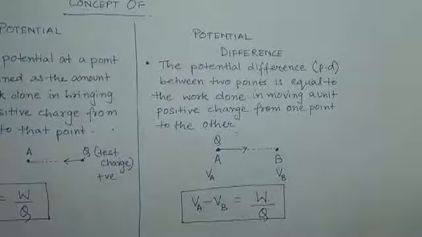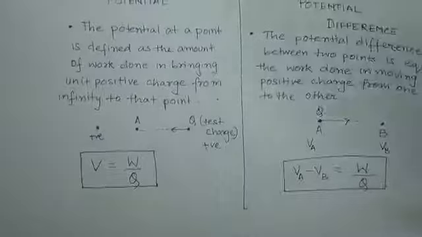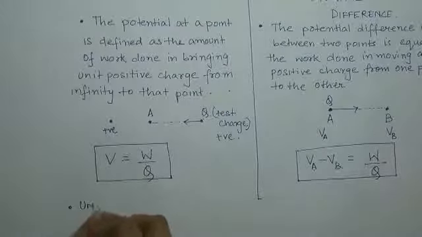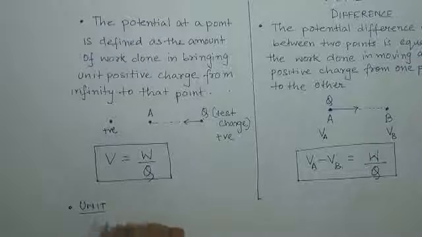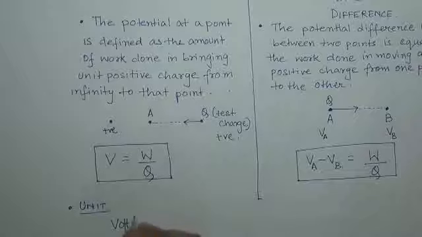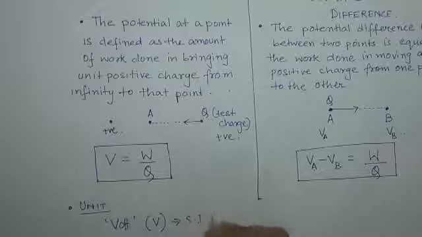Okay, now coming to the unit. What is the unit of potential? The SI unit of potential is volt. Okay, we denote it with the symbol V. This is the SI unit of potential.